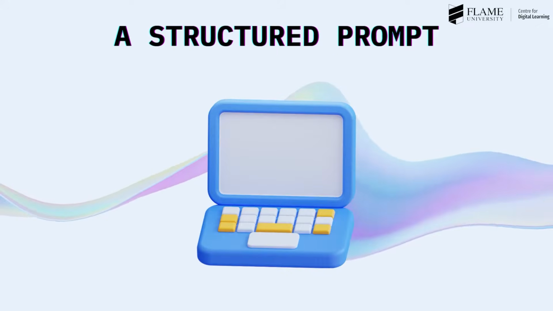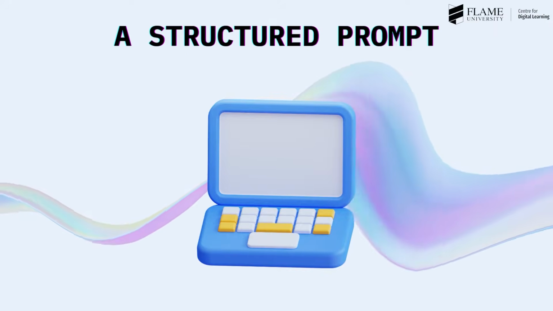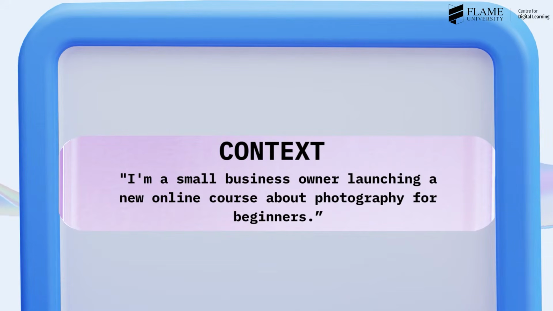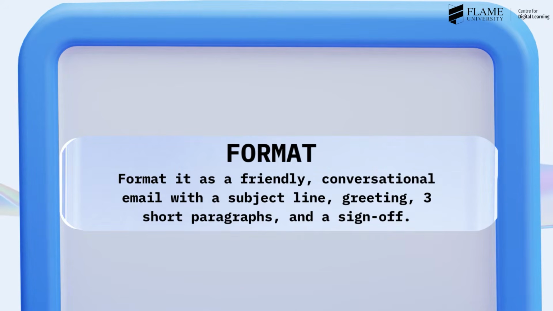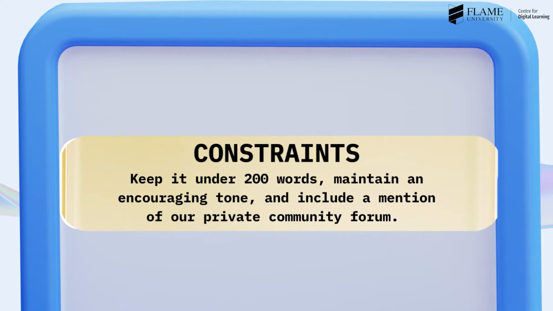Let's see these elements in action. Here's a well-structured prompt. "I'm a small business owner launching a new online course about photography for beginners. Create a welcome email to send to people who just enrolled. Format it as a friendly conversational email with a subject line, greeting, 3 short paragraphs, and a sign-off. Keep it under 200 words, maintain an encouraging tone, and include a mention of our private community forum." See how each element plays a role. The AI now knows who you are, what you need, how it should look, and what rules to follow.